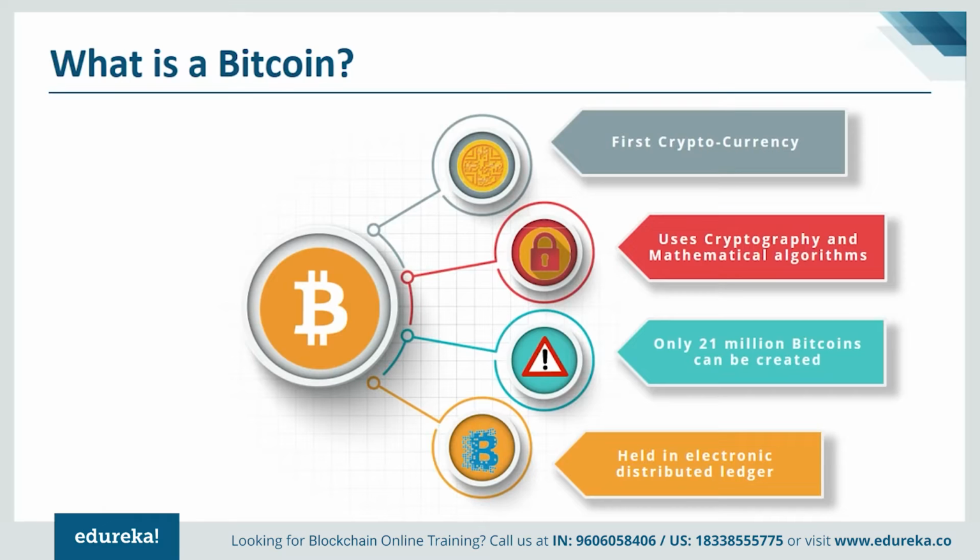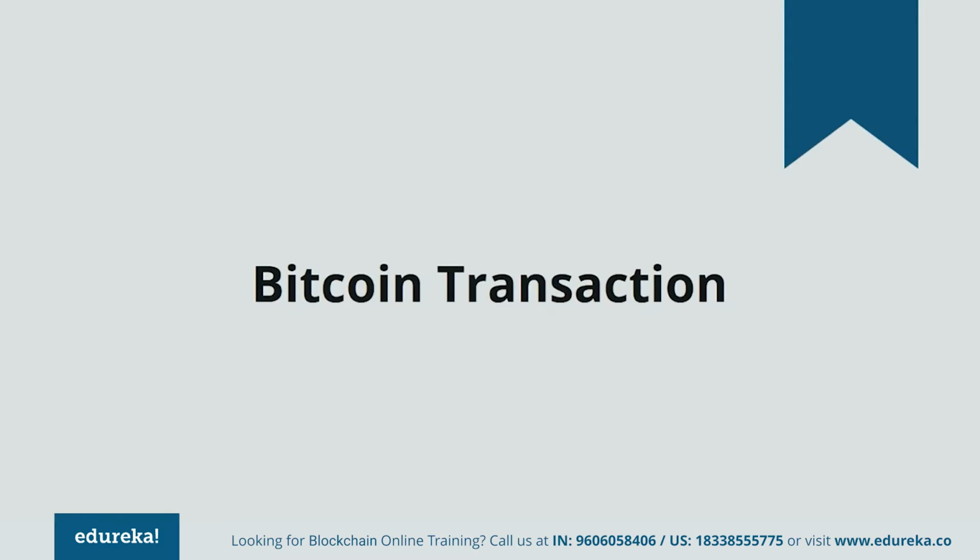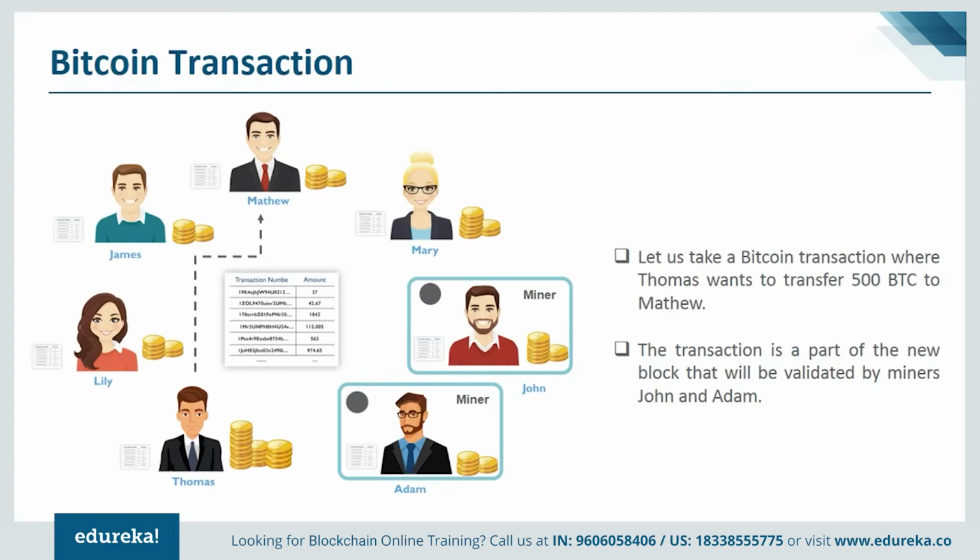Now, before we go into the blockchain system and talk more about it, let's first try to understand how a Bitcoin transaction takes place. To give you a better understanding of how a Bitcoin transaction takes place, let's take an example here. Here we have 7 people: Thomas, Lily, James, Matthew, Mary, Adam, and John. They are all part of a peer-to-peer network where each of them are connected to each other. Now, here Thomas wants to send 500 Bitcoins to Matthew.